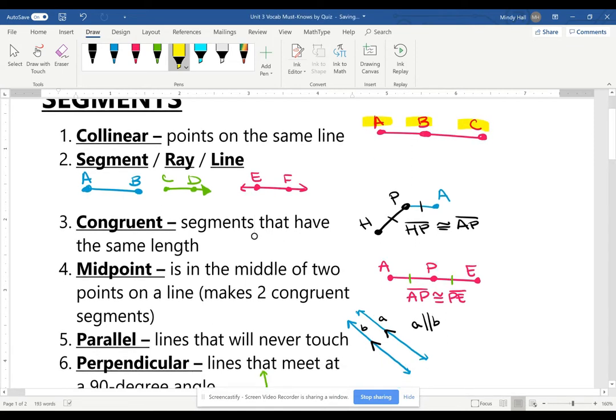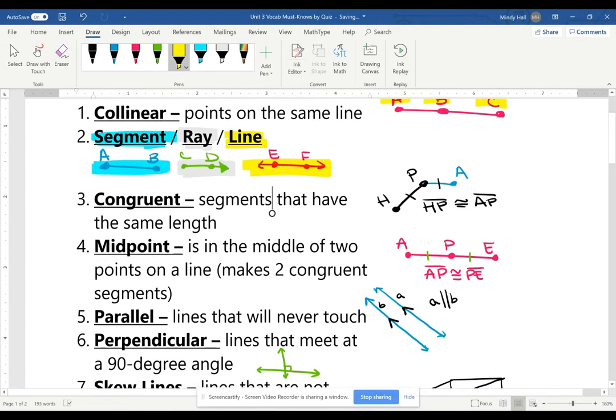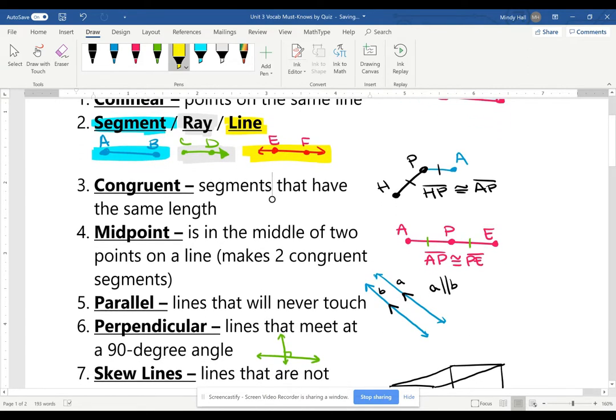We also have, you really need to know the difference between a segment, a ray, and a line. So a segment would be this blue line segment here. And notice it just has two endpoints. Then we have a ray, which has an endpoint on one side, but it ends with a line on the other side. And then a line just keeps going forever on both sides, and that's shown with the little arrows on both sides.